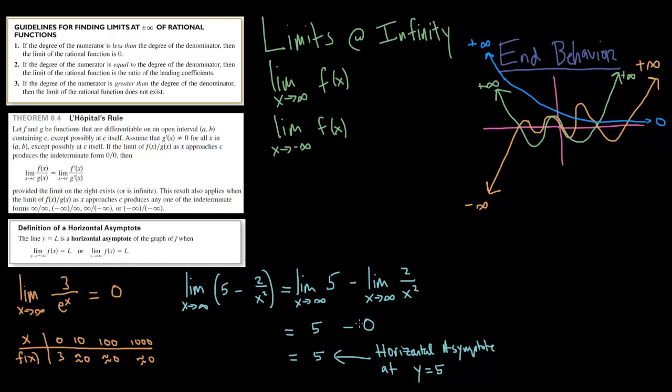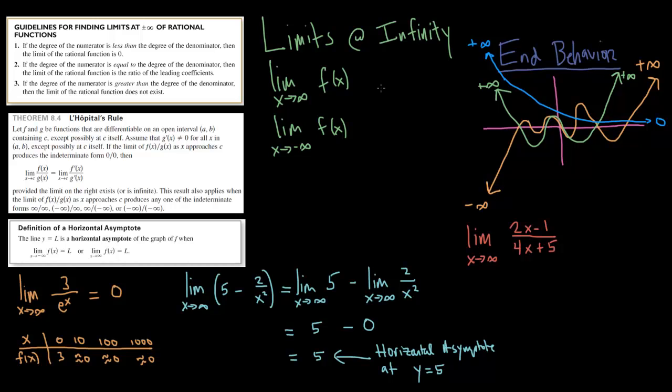Okay? Now, what about a rational function? Right here are the guidelines for how we deal with rational functions. Okay? So let's take a look real fast. Let's look at the limit as x approaches infinity of 2x minus 1 over 4x plus 5.